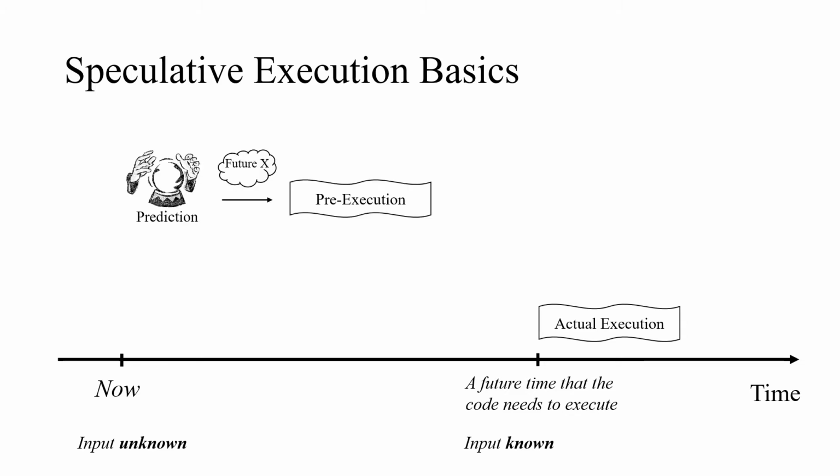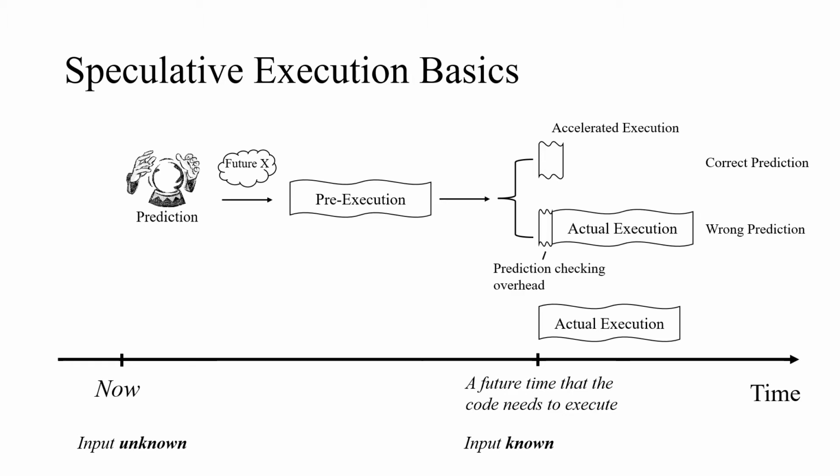By making a prediction on the input, we can pre-execute the code on spare or idle resources. If the prediction is later found to be correct, the actual execution can be skipped with the pre-execution results returned, which achieves acceleration for the actual execution. However, this does not work and incurs the checking slowdown when the prediction turns out to be wrong.